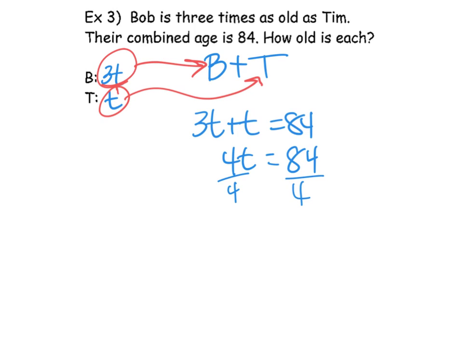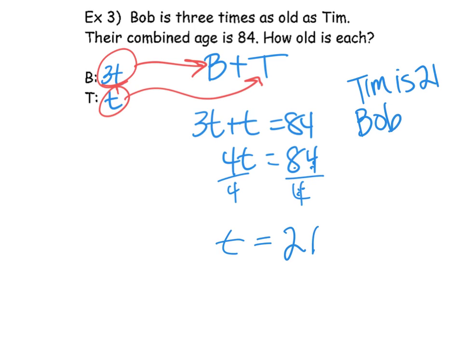Okay, quick division. How many times does 4 go into 8? 2. How many times does 4 go into 4? 1. Quick division. But I'm only halfway done. Tim is 21 years old. Now I've got to talk about Bob. 3 times as old. 21 times 3, 63. Bob is 63. Perfect. I want to make sure that you got that written before I move on.